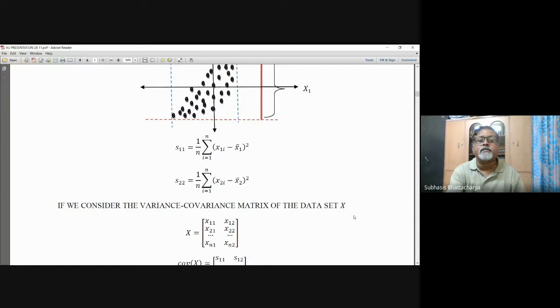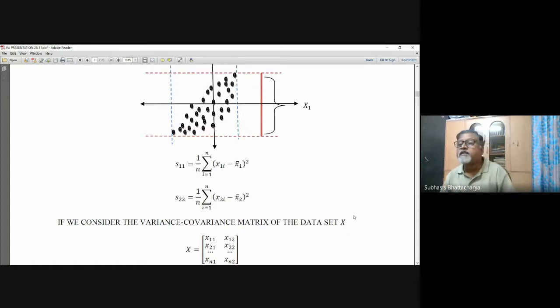this S11 or this S22, what are these expressing? These are expressing the variability. S11 expresses the variability of the data set x1, and S22 expresses the variability of the data set x2. In the figure, that is shown by the gap between the two blue lines for x1, and the two red lines, that is the vertical distance, give us the variability for x2.